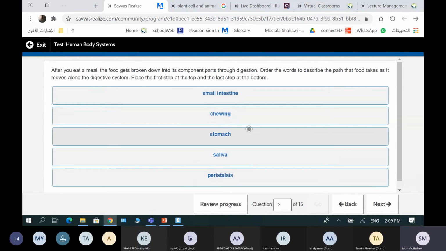What is the first thing that happens in the digestion process? You have small intestine, stomach, saliva, peristalsis. The food goes to the stomach directly? No, it goes to the mouth first. Oh, in the mouth. Which one here represents the mouth?